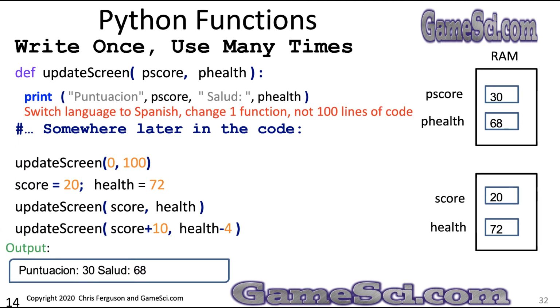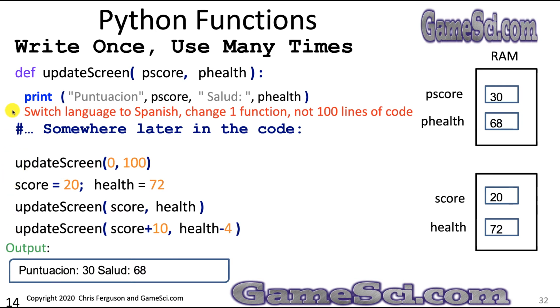Now, why are functions so important? Functions are important because it's so much easier to maintain the code. When you write once and use many times, you can make changes quickly and easily. To show you how easy it is to update, let's switch the language to Spanish. In that case, we can change one function to Spanish, not 100 lines of code that called update screen. Notice all these calls to update screen don't have to change.